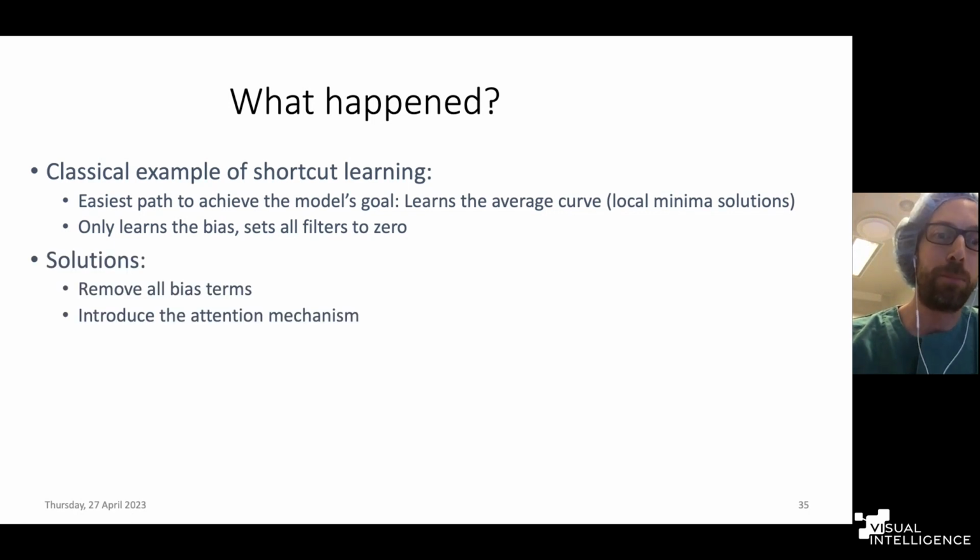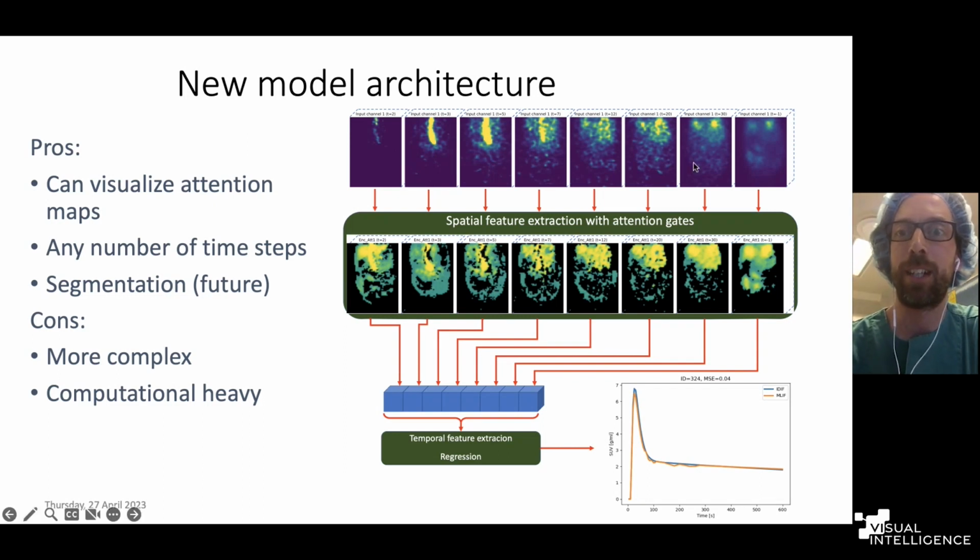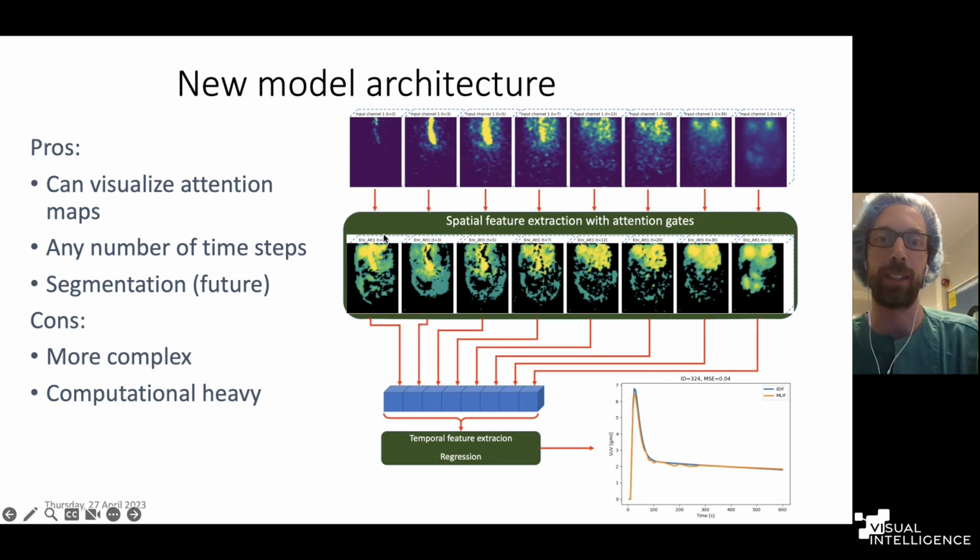So what we did, we had to remove all bias terms, and we also introduced attention into the networks. So the architecture that we're currently working on, and it's not entirely finished yet, and I cannot disclose more details than this, has some attention gates where we can go in after training and look at what the model focuses on. It works in a similar way: it extracts 3D features from each time step in the first step, and then we make them into a sequence of time, and then perform temporal extraction of features using 4D convolutions.